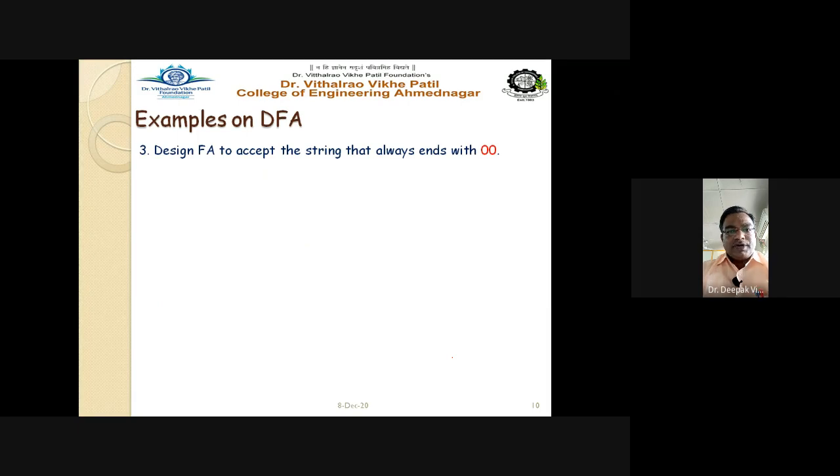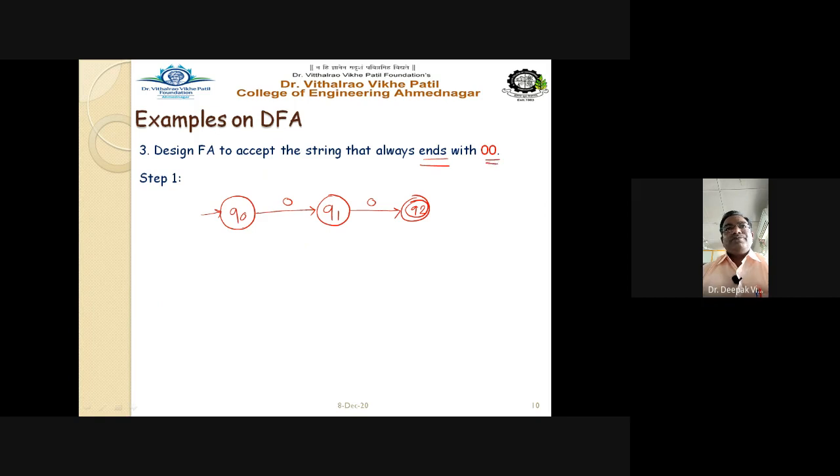Design a finite automata to accept the strings that always end with 0, 0. See here, step 1. I have already drawn it stepwise. So we have to design an automata in such a way that it always ends with 0, 0. Always remember what the question asks. Try to understand the question first. It always ends with 0, 0.